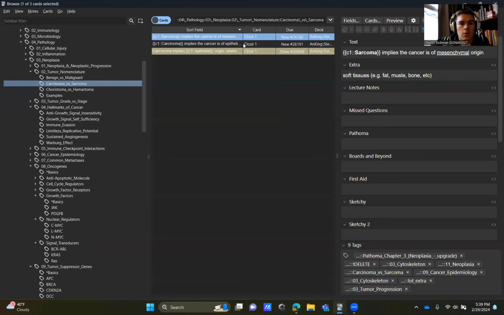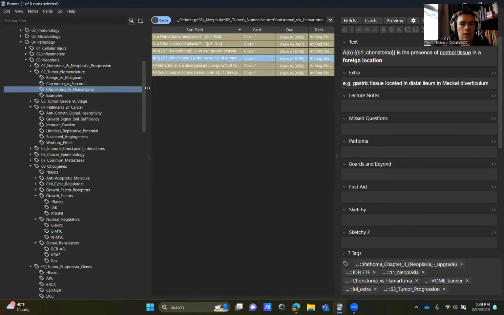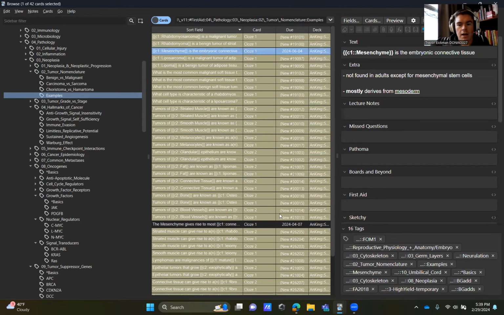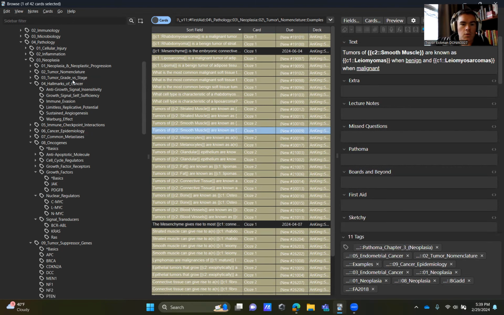Then we're going to go into carcinoma versus sarcoma and just the first two. This section we skipped, and examples we skipped. These were activated previously, so don't worry about that. All right, and then we're going to skip over tumor grade versus stage.